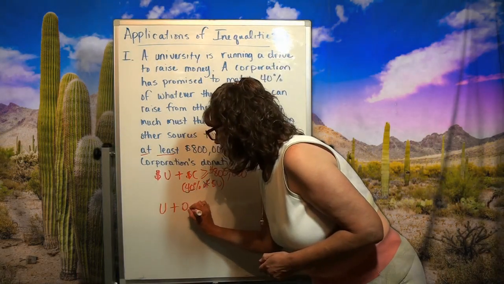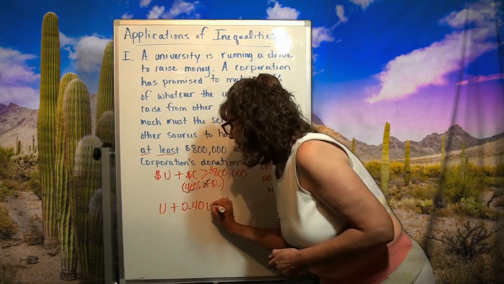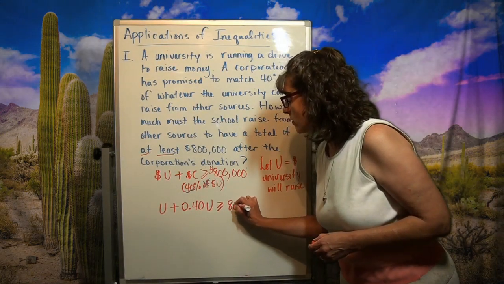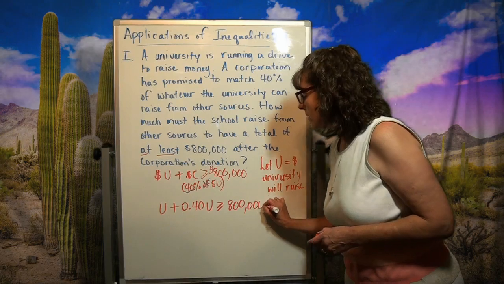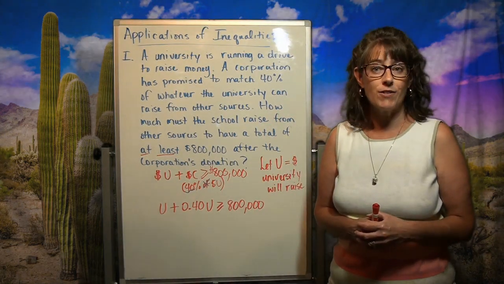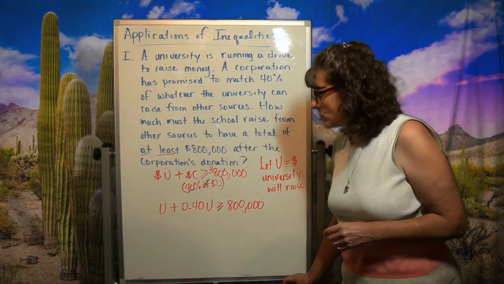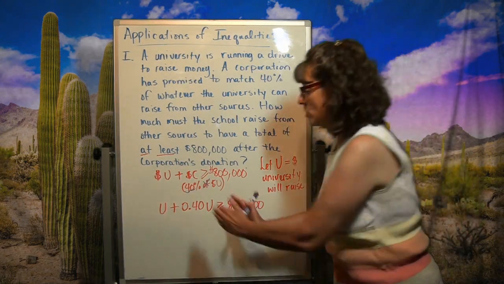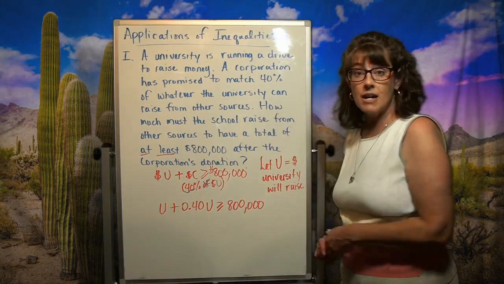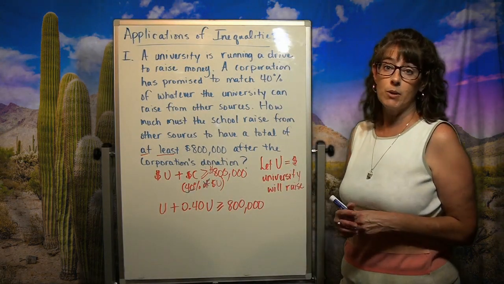So 0.40 times that U, and I want that to be greater than or equal to my $800,000. So we've just done the hard part. We've set up our inequality. Now all we have to do is solve it. You know that when you solve these inequalities, the easiest thing to do is shave this side down as simple as you can get it. Shave this side down as simple as you can get it. This is already as simple as you can get it.